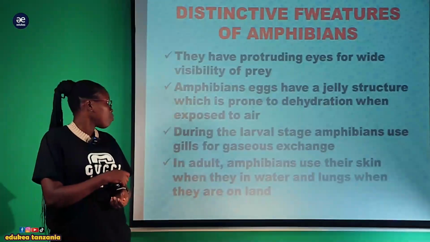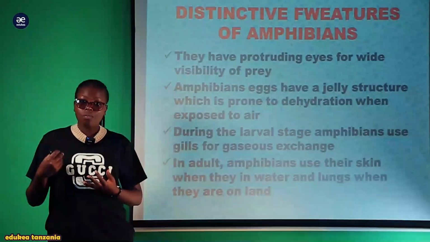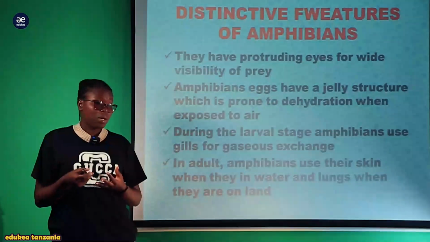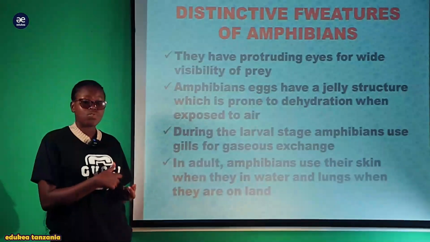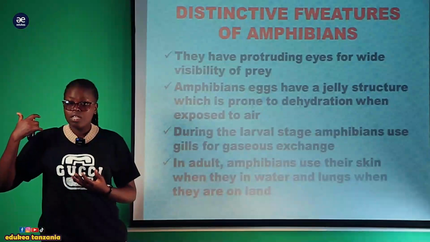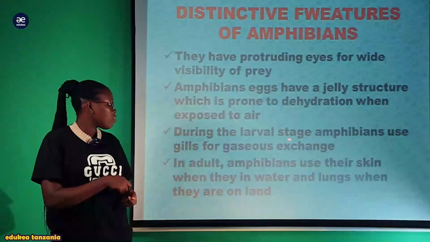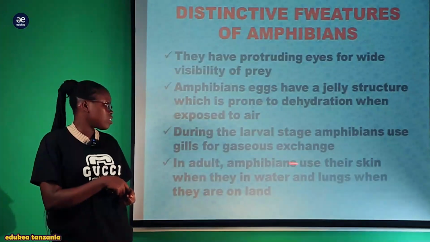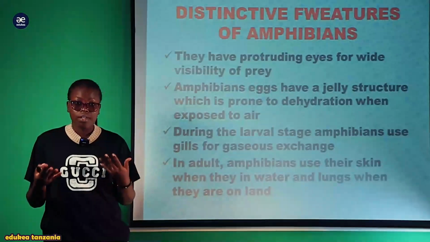Vile vile amphibian eggs have jelly structure. Unasema kwamba wana produce gelatinous eggs ambayo inakuwa na jelly structure, which is prone to dehydration when exposed to air. So that's why they are limited to be released into the water. Vile vile during the larval stage, amphibia use gills for gaseous exchange. So that's why also they tend to live this double life.